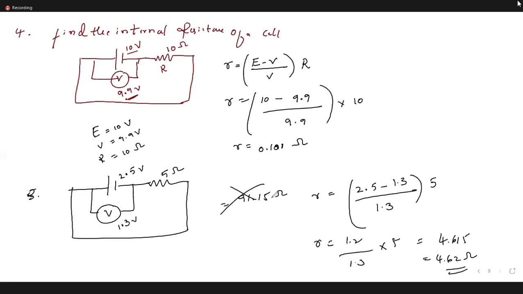Who got this answer? That is wrong. Please check it. Done? Any other queries?